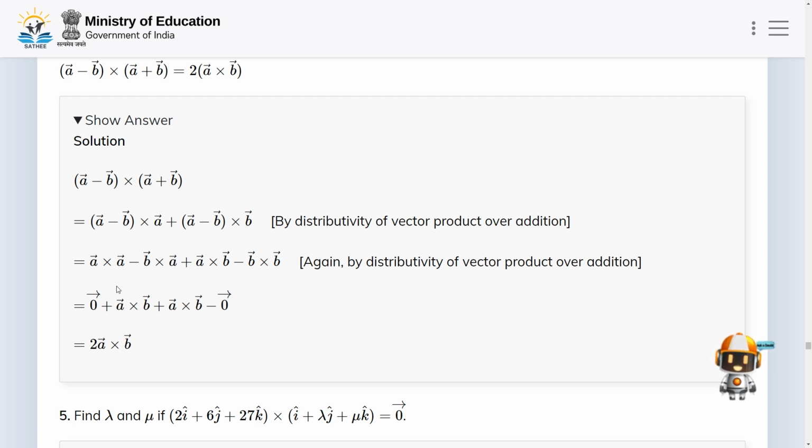A cross A, whenever a vector is cross product with itself, the result will always be 0 vector. So you will have just 2 times A cross B. There must be a bracket, this form must be there, so do not confuse. It is just like this, 2 times A cross B. Clear? I hope it is clear to you.